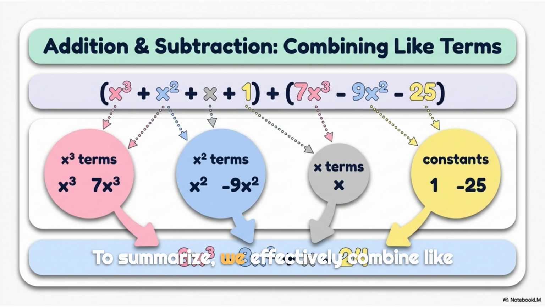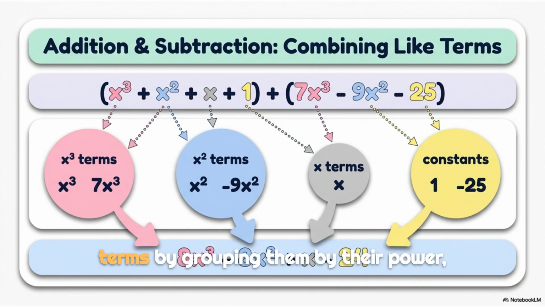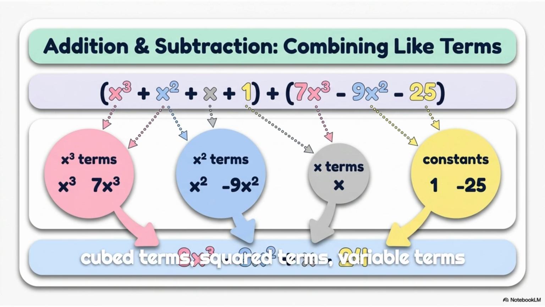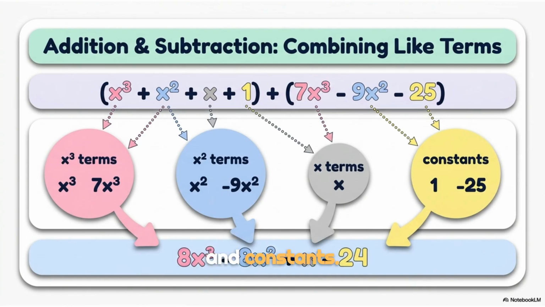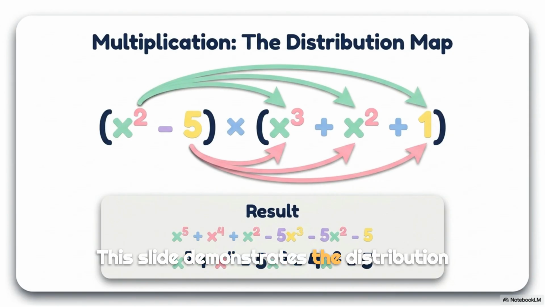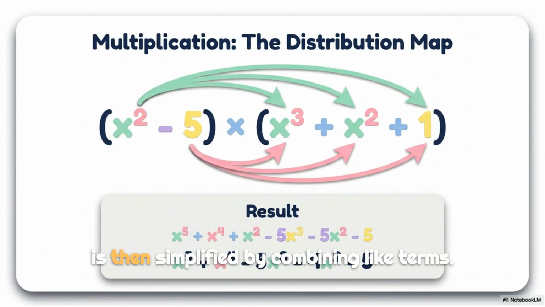To summarize, we effectively combine like terms by grouping them by their power: cubed terms, squared terms, variable terms, and constants. This slide demonstrates the distribution method for multiplying polynomials. By systematically multiplying each term in the first bracket by each term in the second, we arrive at the full product, which is then simplified by combining like terms.